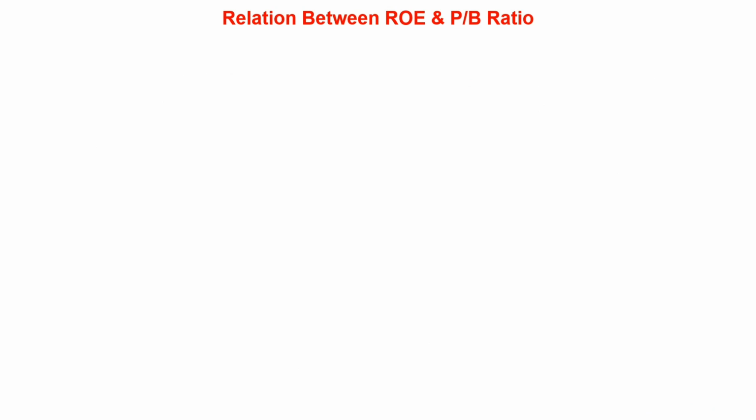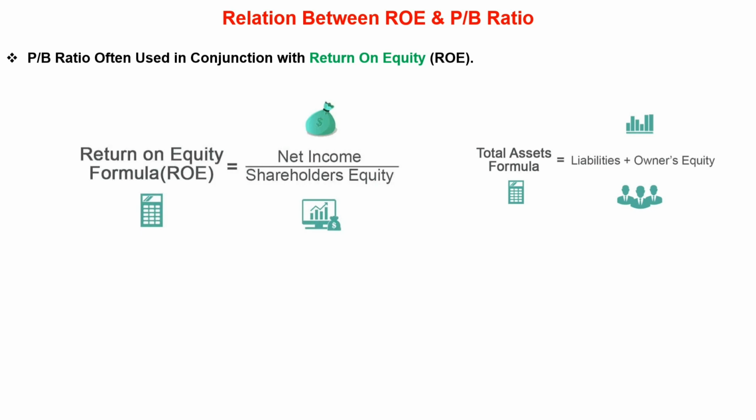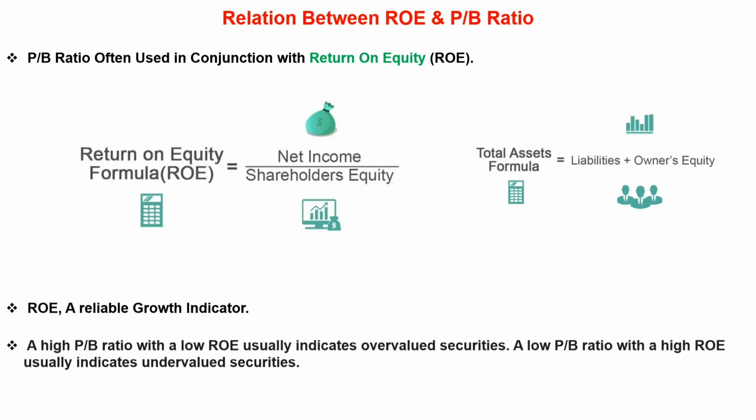And next, coming to the relation between return on equity and PB ratio. Most of the time the PB ratio is used in conjunction with return on equity. The formula for return on equity is nothing but net income or net profit divided by the shareholders' equity, and ROE is also a good reliable indicator. A high PB ratio with low return on equity usually tells that the stock is overvalued, and a low PB value with high ROE indicates an undervalued stock.